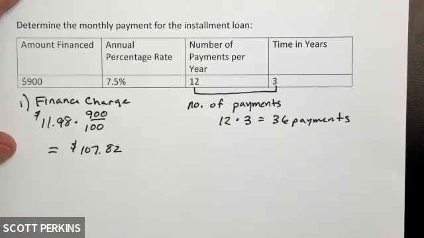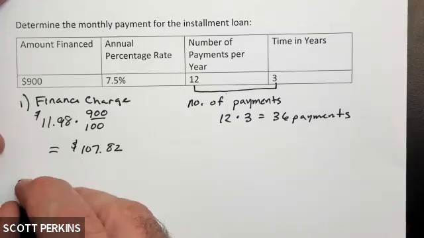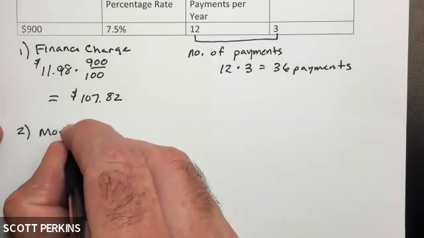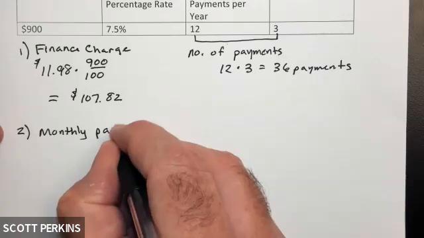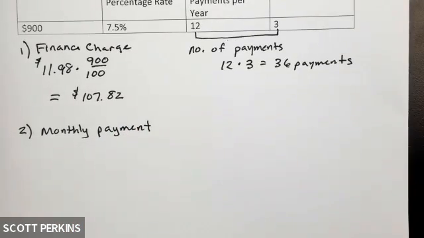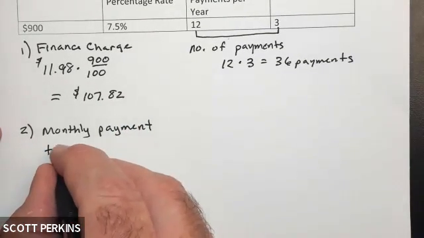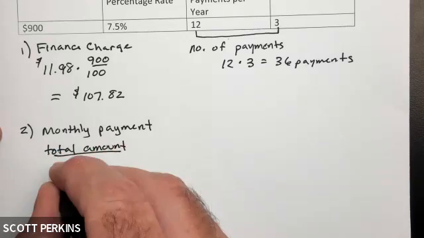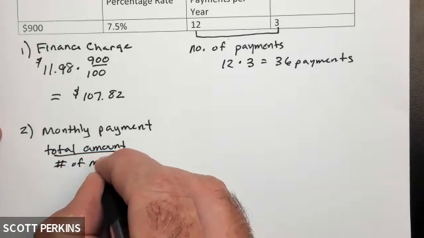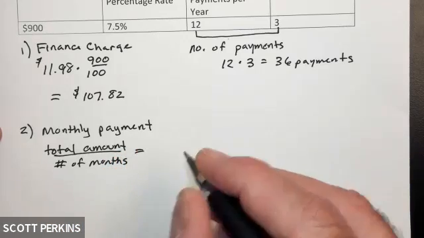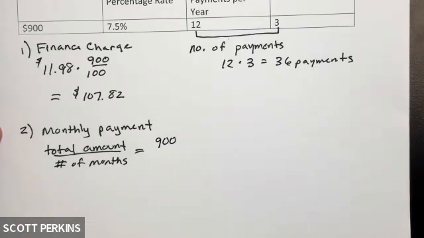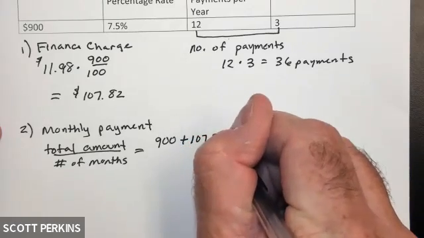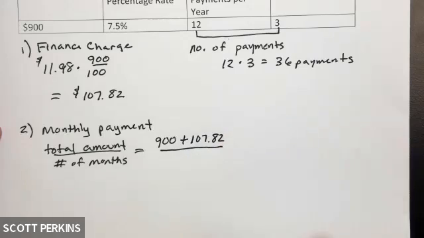Now that we've figured out the finance charge, now we can figure out the monthly payment, which is what the problem asked for initially. So the way we calculate the monthly payment is we take the total amount of money and we divide by the number of months. The total amount of money is the $900 that we originally borrowed for whatever we were purchasing, plus the $107.82, which is the finance charge to keep it for 3 years.